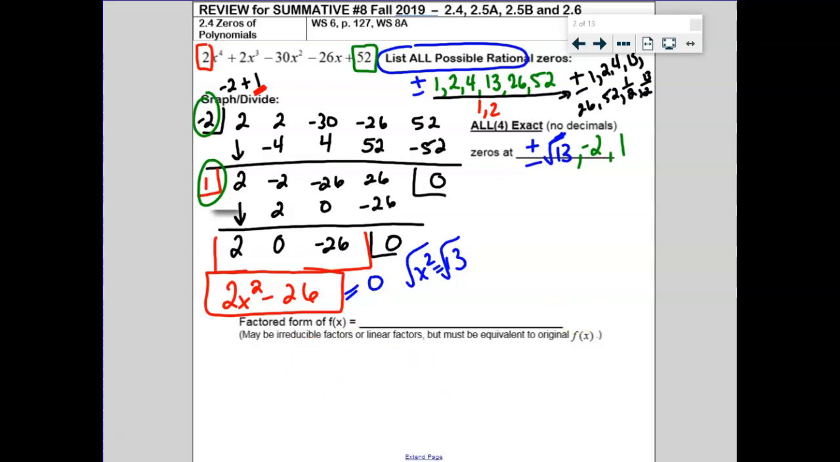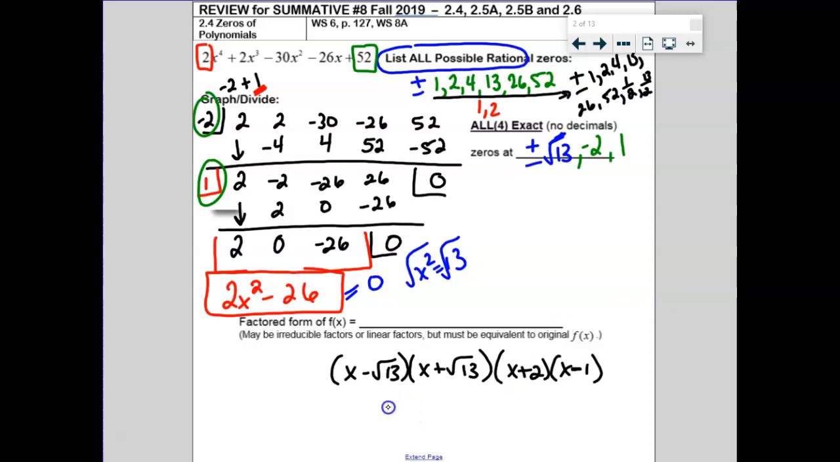So what most kids do when they get it wrong is they say, well, I've got x minus square root of 13 and x plus square root of 13. And then if they throw the minus 2 back into a factor, they have x plus 2, and they have x minus 1. And this is wrong. Why? I'm asking you that. Tell me why it's wrong.